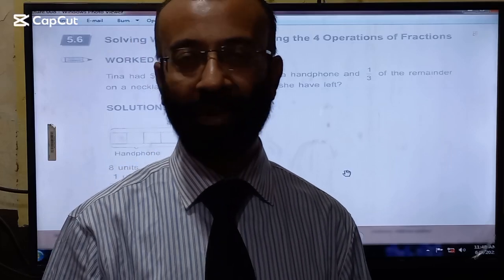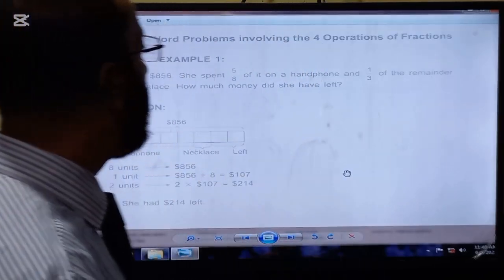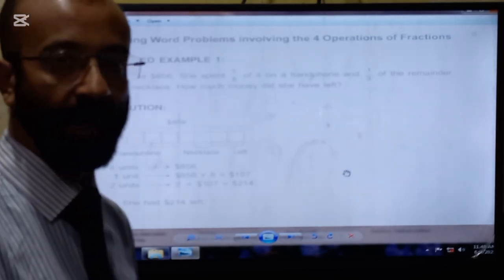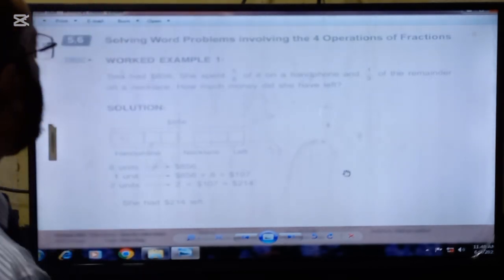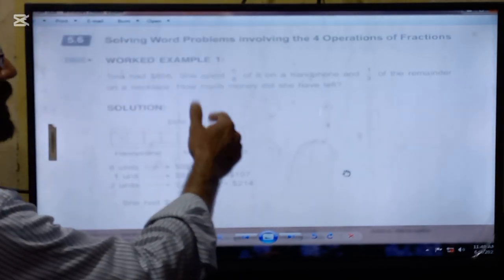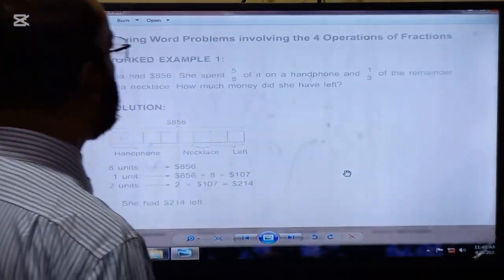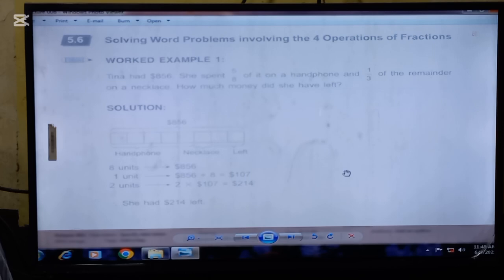Good morning, student. Today we are going to read the next topic in the topic of fractions in the subject of mathematics O levels. And the topic's title is solving word problems involving the four operations of fractions. So here is our example.